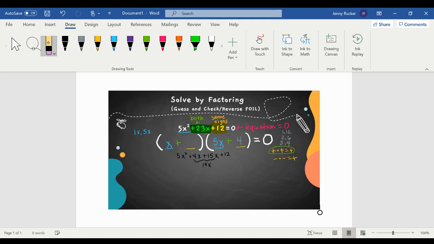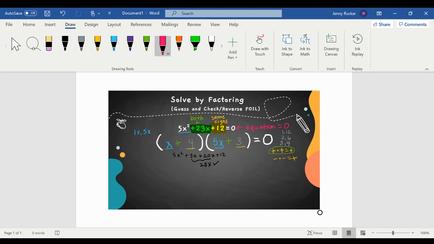Let's try to switch our 3 and our 4. So let's put the 4 here and the 3 here. Now let's check. This would be 5x squared plus 3x plus 20x plus 12. Now our B value is correct. So we can know that we have correctly factored the equation 5x squared plus 23x plus 12 equals 0.